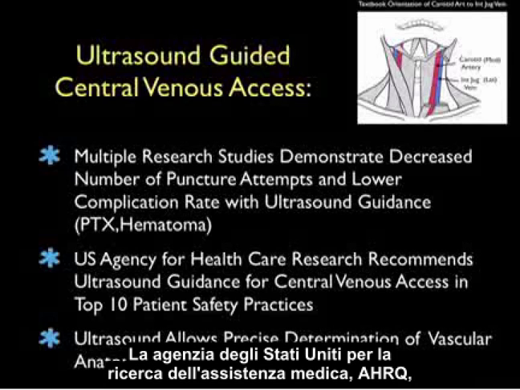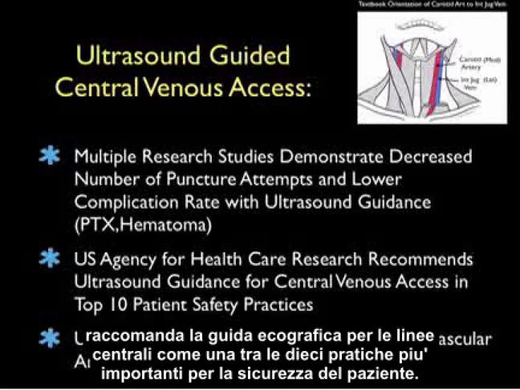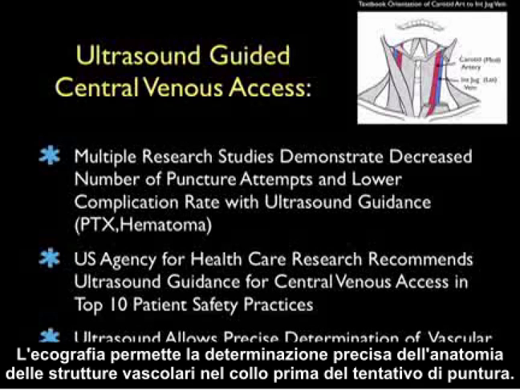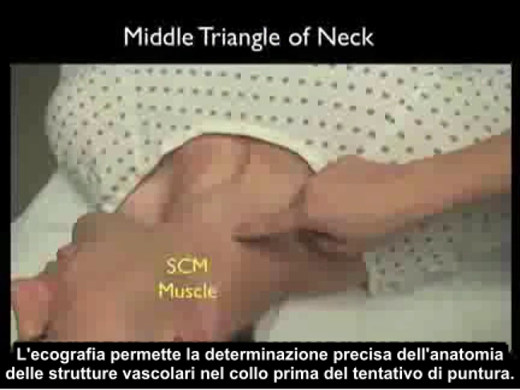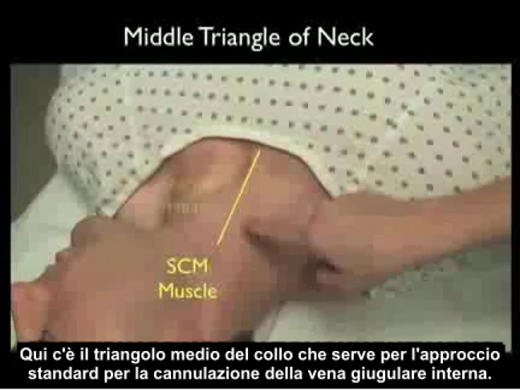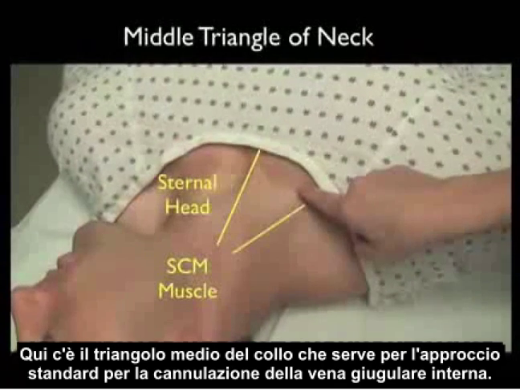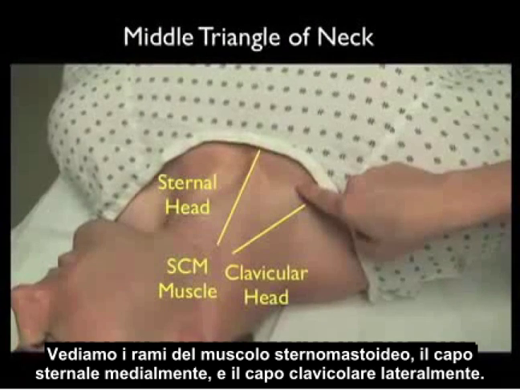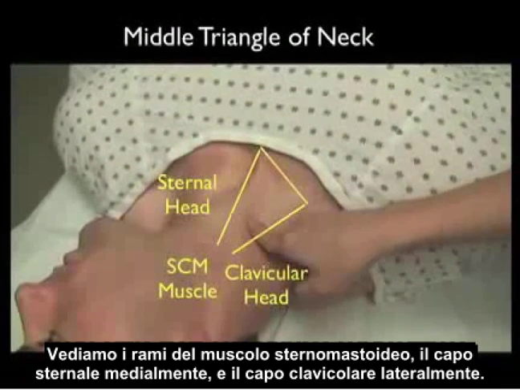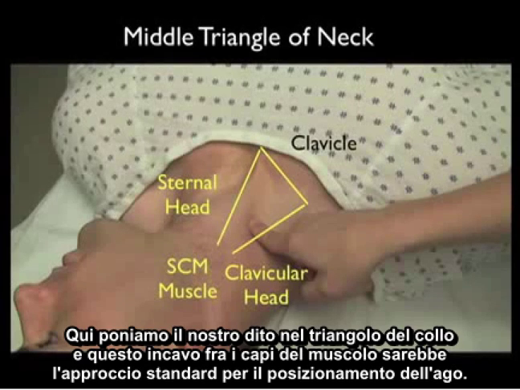The U.S. Agency for Healthcare Research, the AHRQ, recommends ultrasound guidance for central lines right up there in the top 10 patient safety practices. Ultrasound will allow precise determination of the anatomy of the vascular structures in the neck prior to a puncture attempt. Here's the middle triangle of the neck that serves as the standard approach for cannulation of the internal jugular vein. We see here the branches of the sternomastoid muscle, the sternal head medially, and the clavicular head laterally. Here we're putting our finger into the triangle of the neck, and this indentation between the muscle heads would be the standard approach for placement of the needle.